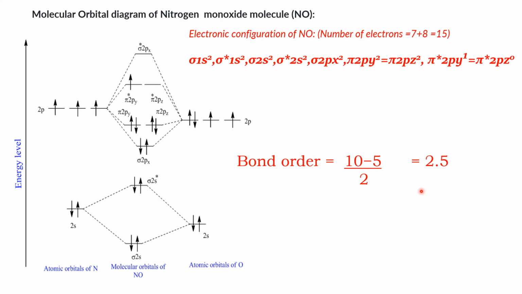Now the question is, NO molecule is paramagnetic. True or false? NO molecule is paramagnetic. It is true. Why? Because there is one unpaired electron in the pi star 2py. So this molecule is paramagnetic and the bond order is 2.5.